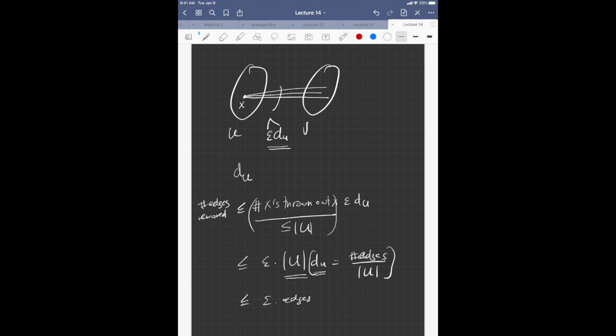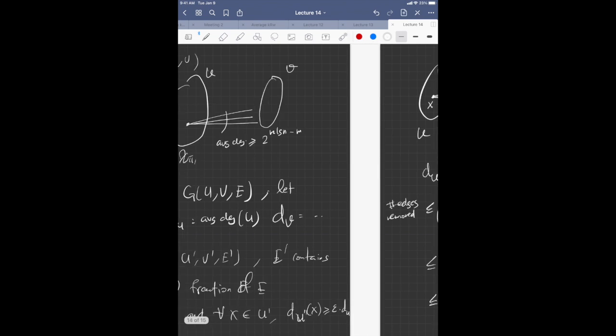So this simple pruning algorithm takes a bipartite graph and makes sure that on one side the minimum degree is at least some constant fraction of the average degree, and it retains most of the edges of the graph. Okay, so we first do this pruning.